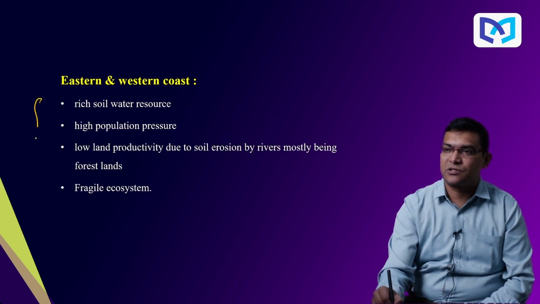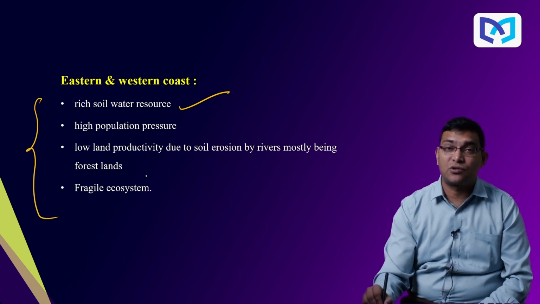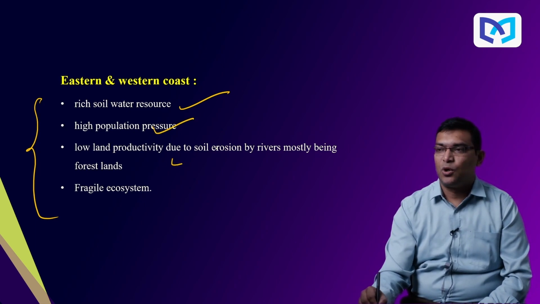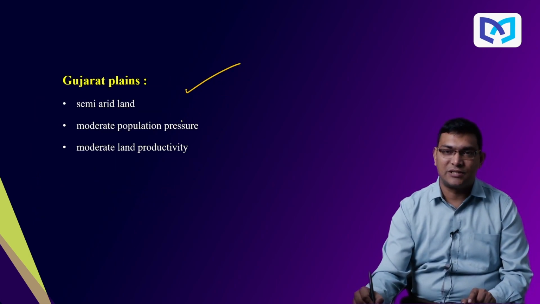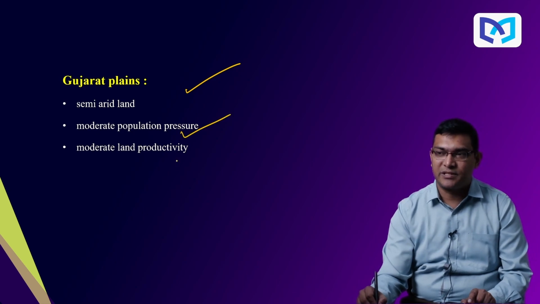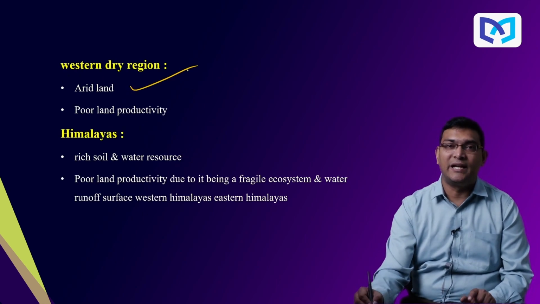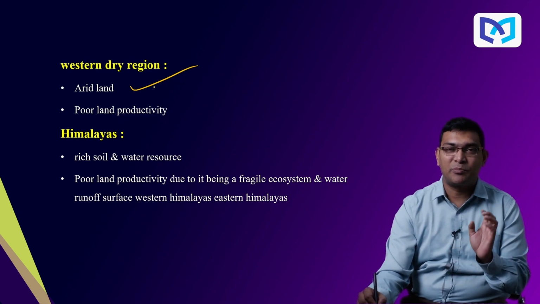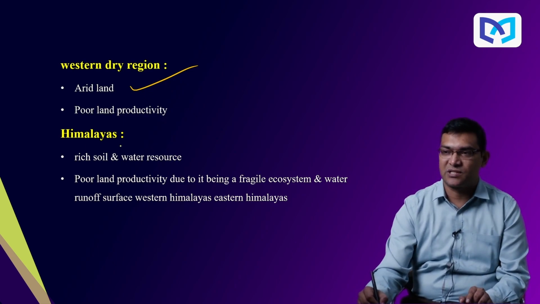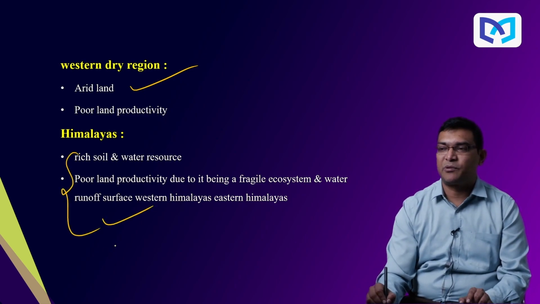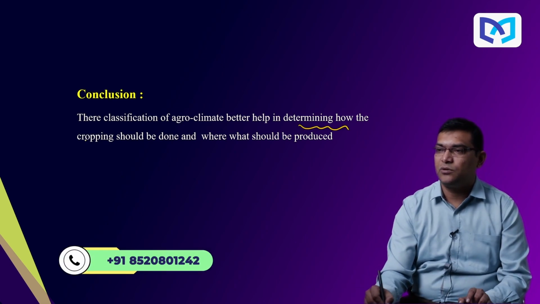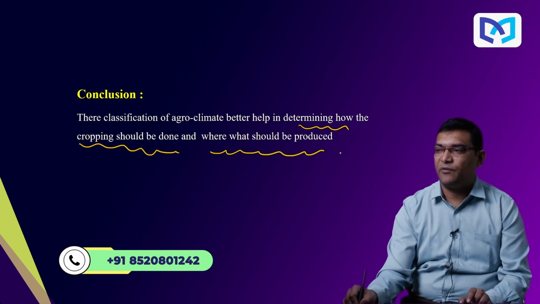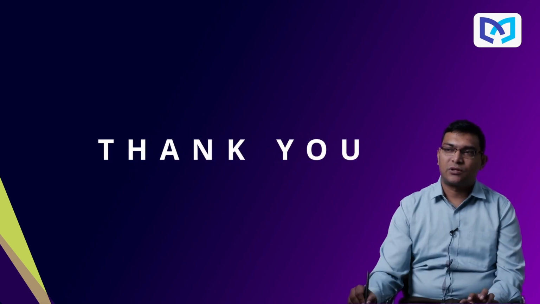Then eastern and western coast. What will happen? Rich water, soil, water, high population pressure, low productivity, fragile ecosystem. Then Gujarat Plains, semi-arid regions. These are very semi-arid, moderate pressure, moderate land productivity. Western arid, if you find very arid, poor productivity, they have to depend on irrigation facilities. Even Himalayas also, poor land productivity. That is the main thing. So these classifications are better in determining how cropping should be done, what and where it should be produced. Okay, so this is about your agroclimatic zones. So thank you, one and all.